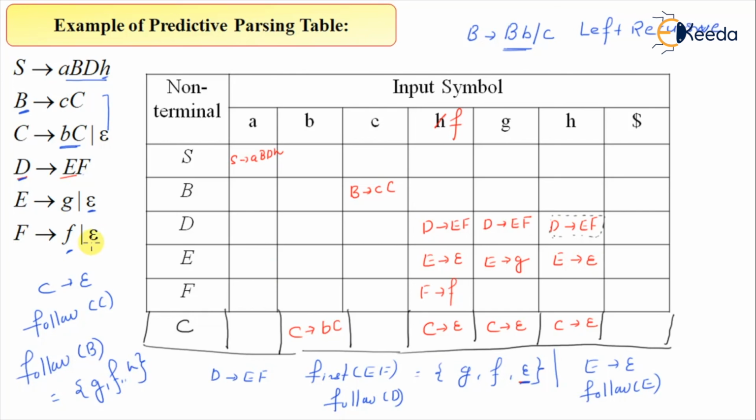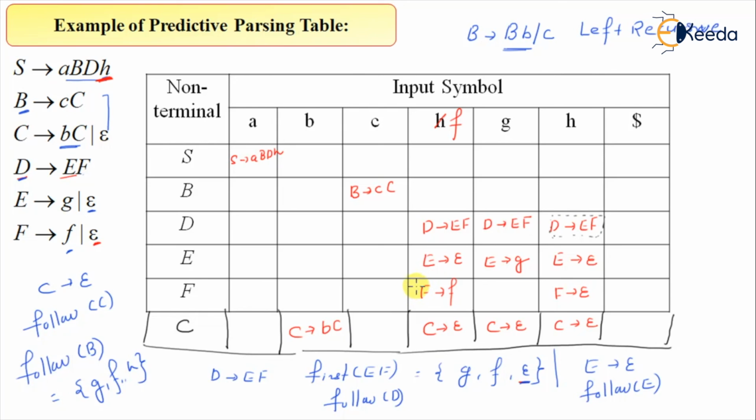Finally, F derives epsilon. So F derives epsilon will go to follow of F. Follow of F is follow of D, and there is only one symbol over here, that is H. So F derives epsilon will go to the H column. Okay, so this is my parsing table.